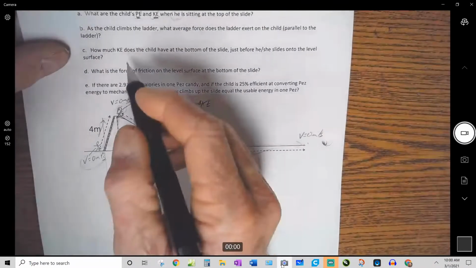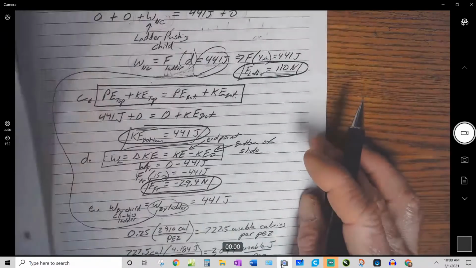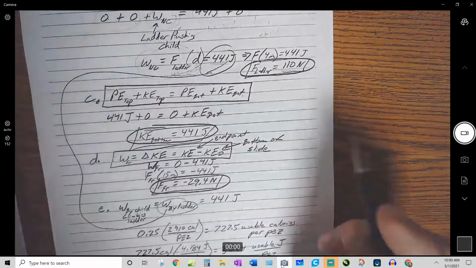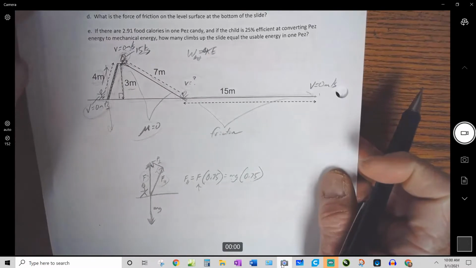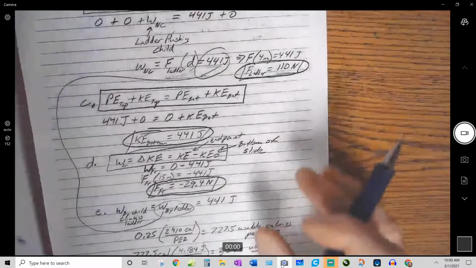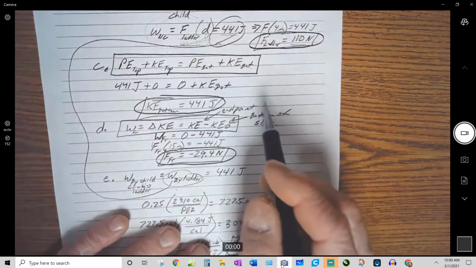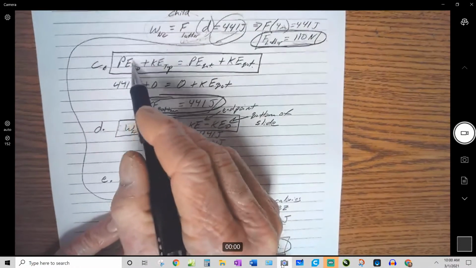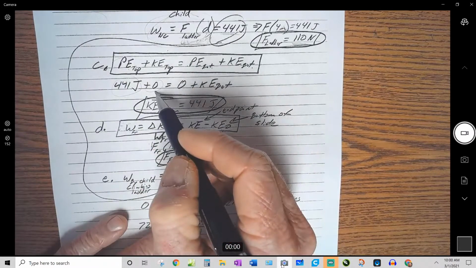Part C: how much kinetic energy does the child have at the bottom of the slide, just before he or she slides onto the level surface? So now I can use this, because there's no friction or anything between here and here. Nothing outside the child is doing any work, except gravity, which is considered part of the child-Earth system here. So the potential energy at the top is this, and the kinetic energy at the top is that; the child's not moving.